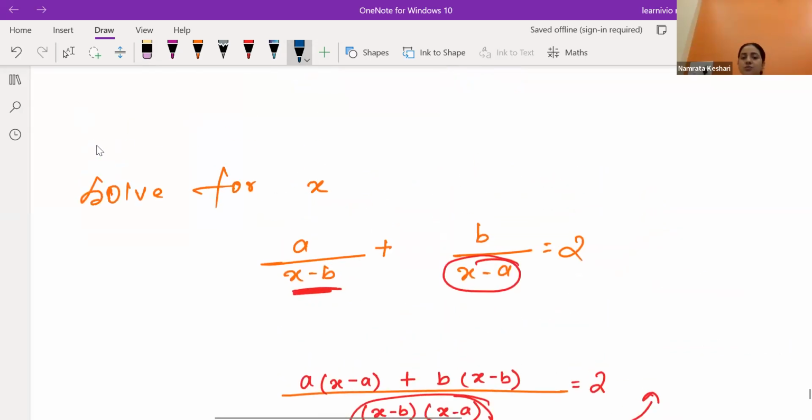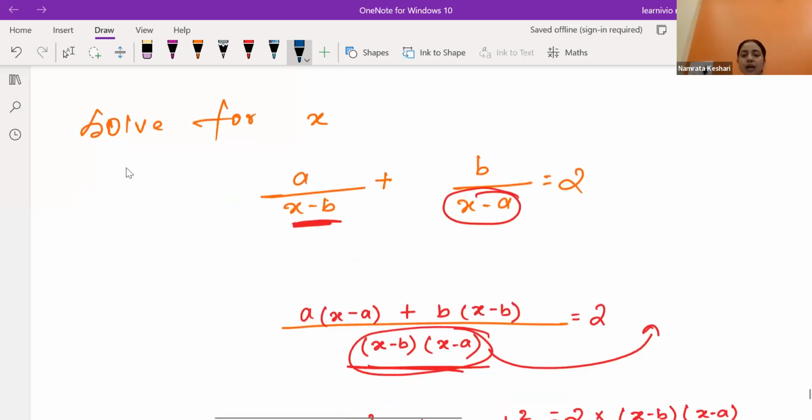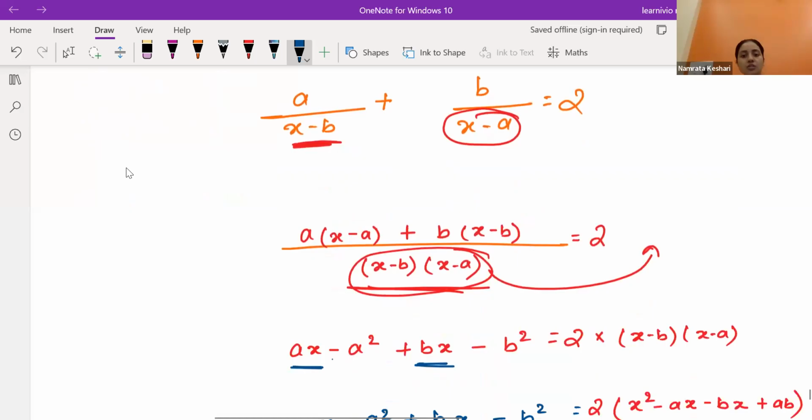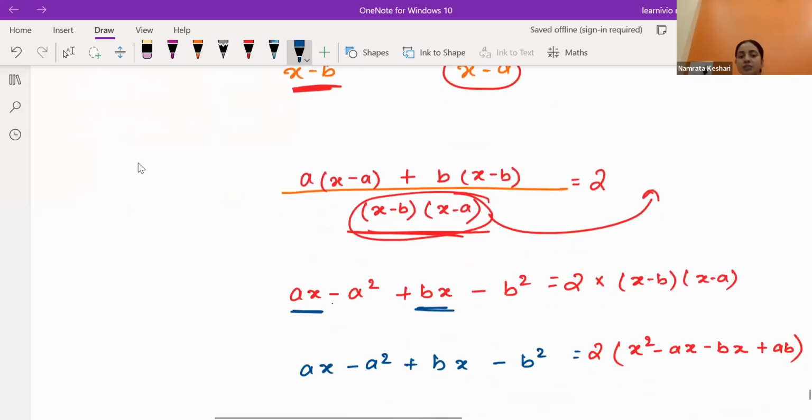See, this is what we were having. We were thinking what to do. We have taken out the LCM and we just tried doing the simplification. That's it. And we are here. Any confusion so far? No, no confusion.